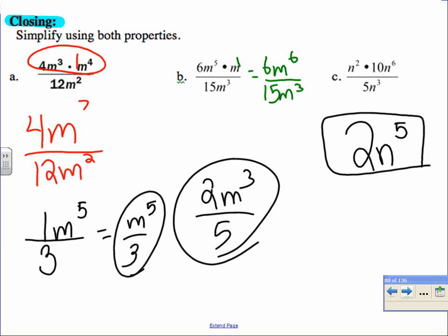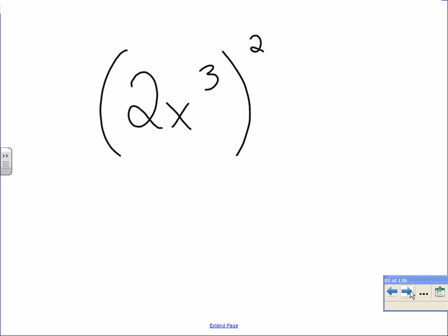Okay, let me show you guys one more problem. What do you think of what we did so far? Not bad? Multiply same base, add exponents, divide same base, subtract. Okay, at the bottom of your notes, write that down. 2x to the third, all raised to the second. 2x to the third at the bottom of that same page.